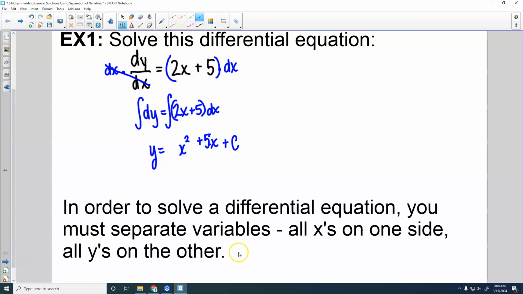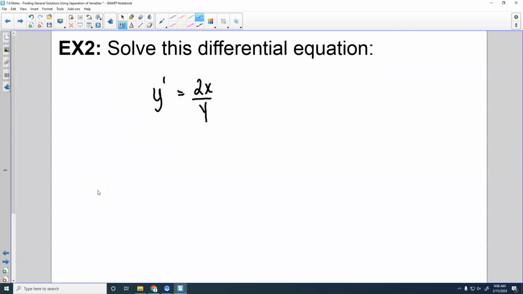So, let's look at another example. Here's your next example. Now, the last problem that we did was just basically a power rule problem. And it's been presented to you like that a little bit. And if I had not multiplied both sides by dx at first, you probably still would have got the right answer even without me doing that.